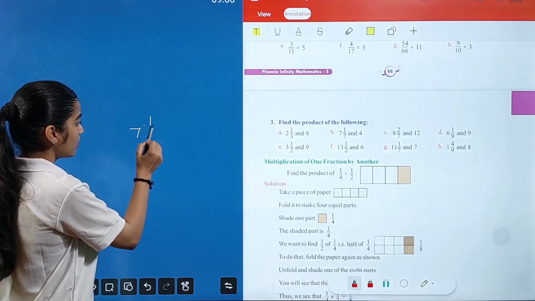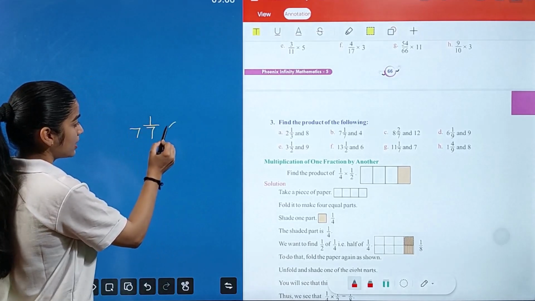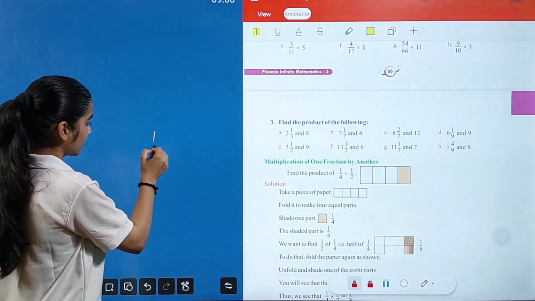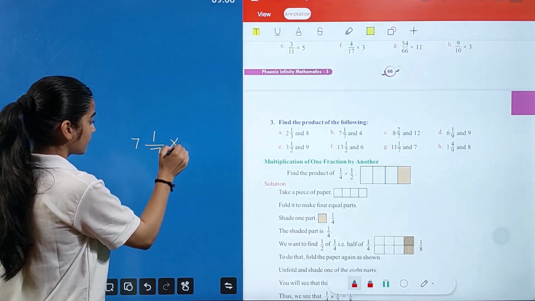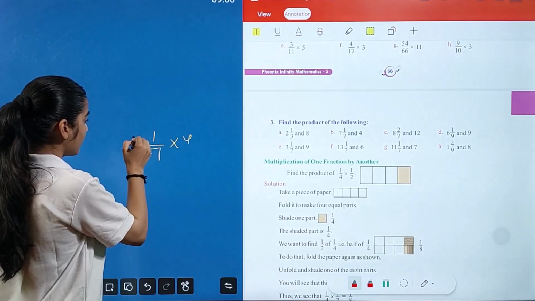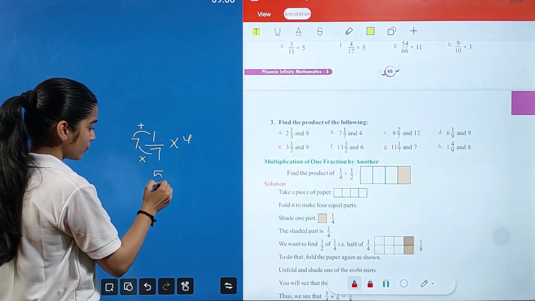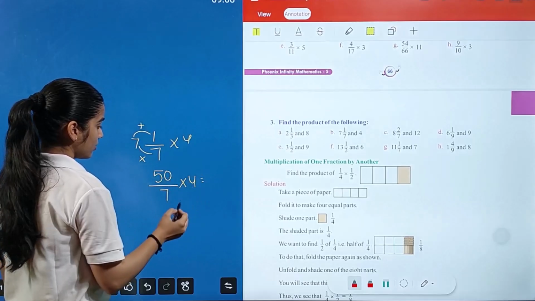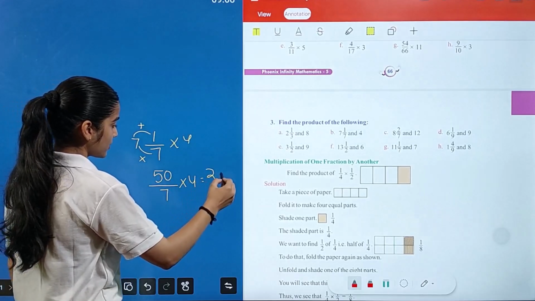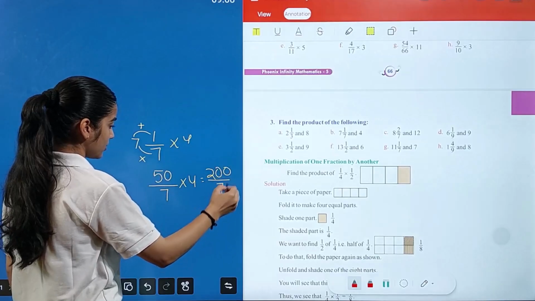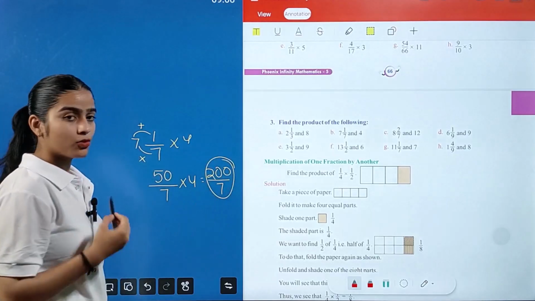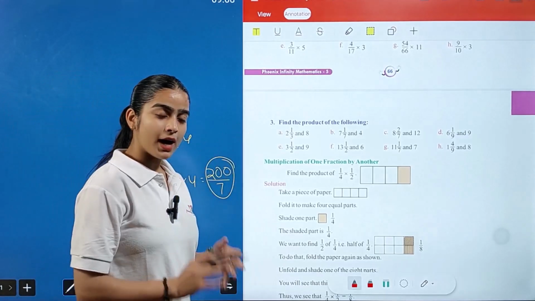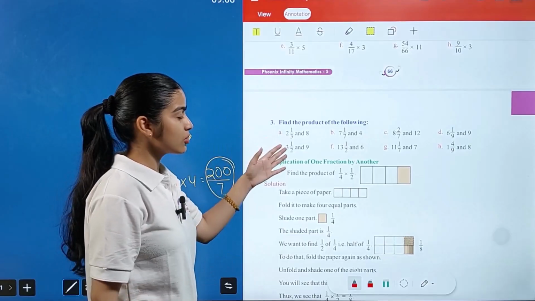7 upon 1 by 7 multiplied by 4. 7 sevens are 49 and 49 plus 1 is 50. So 50 upon 7 multiplied by 4. When we multiply by 4, we get 4 5s are 20, so 200 upon 7. You can further convert this into a mixed fraction or write it as it is. So that is for question number 3. You have to just repeat the same process for the rest of the questions.